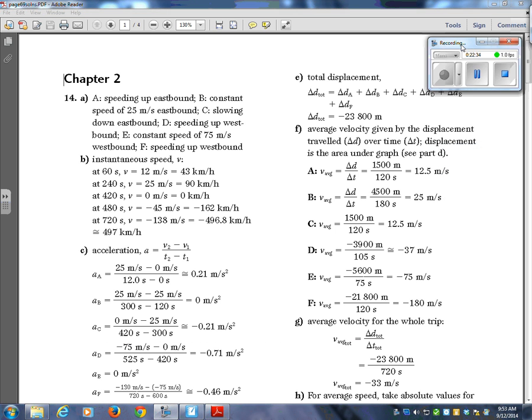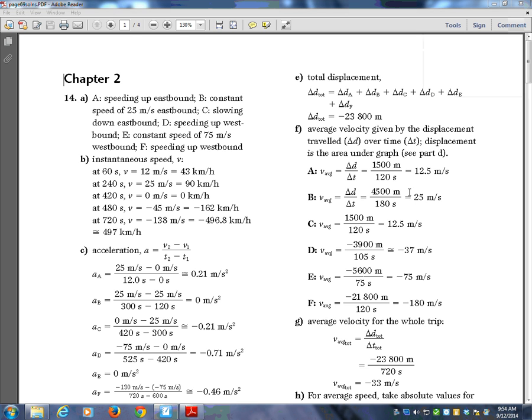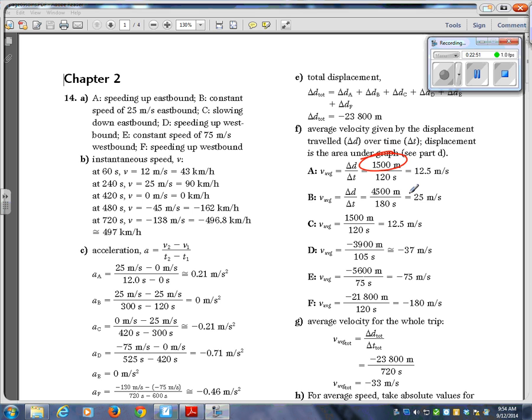And then the last question is, I think it's the last question. No, it's not. The average velocity for each of the lettered sections. How do you find average velocity from a VT graph? You have to take all of those displacements that we just calculated and divide it by the time, exactly. So there's the 1,500 we just calculated divided by the time. There's the 4,500 we just calculated divided by the time. So in section A, it's traveling 12.5 meters per second, section B, 25, and so on.